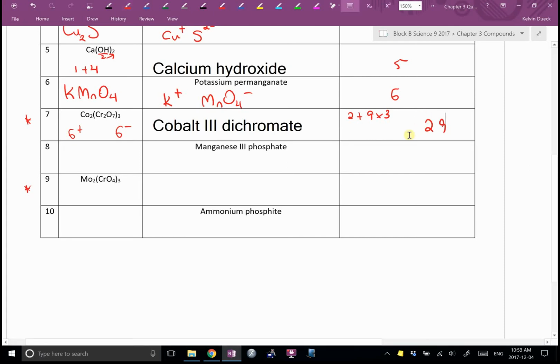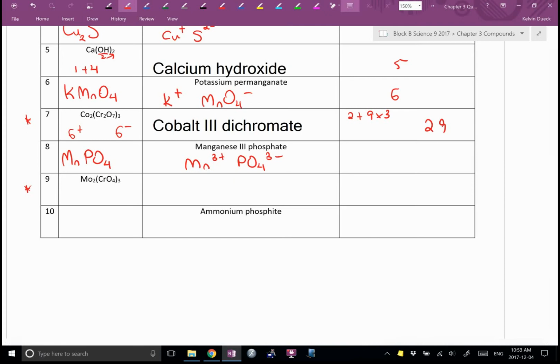Manganese 3 phosphate, not phosphide, not phosphite, phosphate. Phosphate is PO4 3 negative. Manganese is Mn, and then it says to have 3 plus. When I crisscross, I'll get 3 and 3. Will I leave it as 3 and 3? What will it become? 1 and 1. Will I bother writing the ones? No. So it's going to be Mn1, PO4, 1. Which I'm not going to bother writing. And Mara, that's what now.